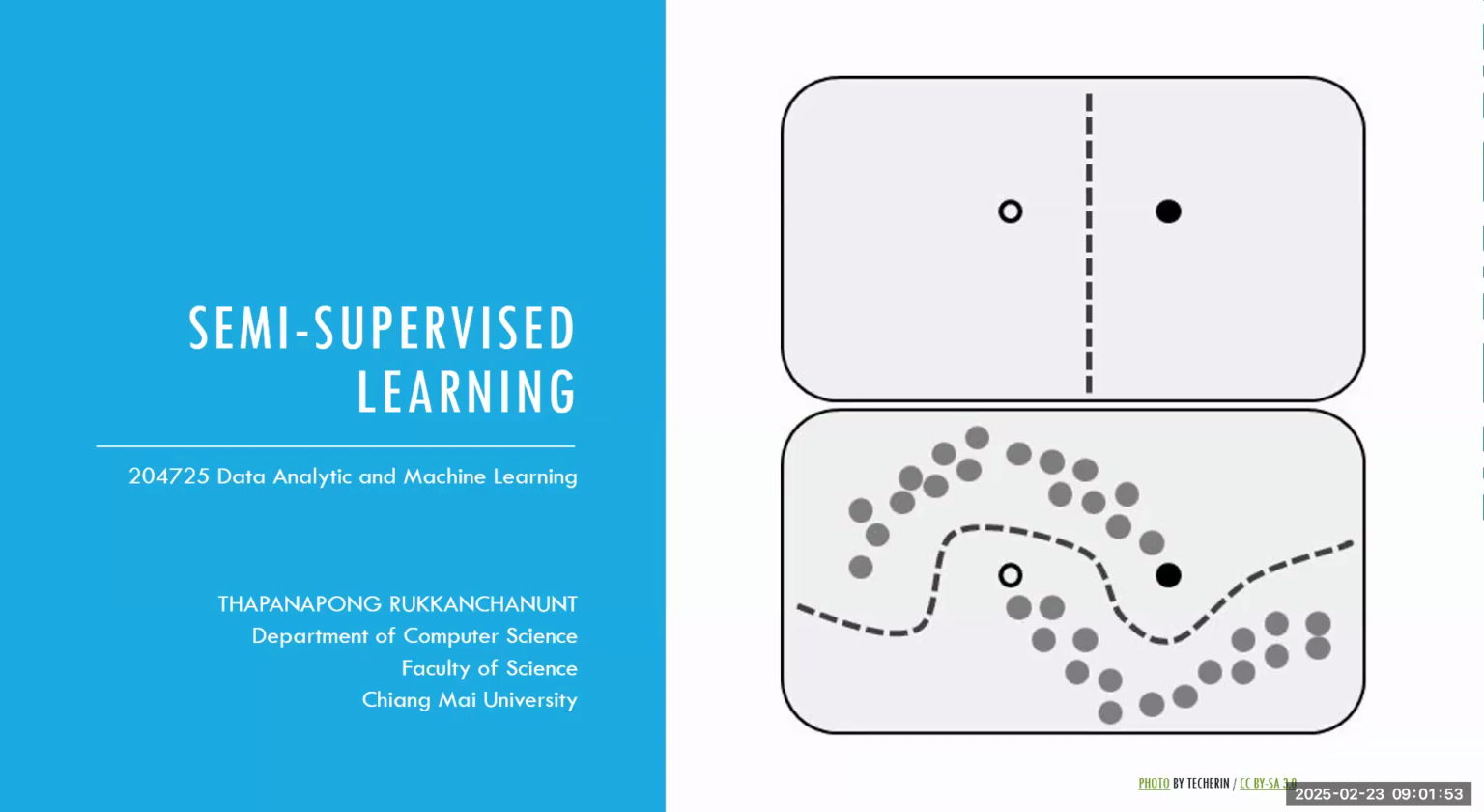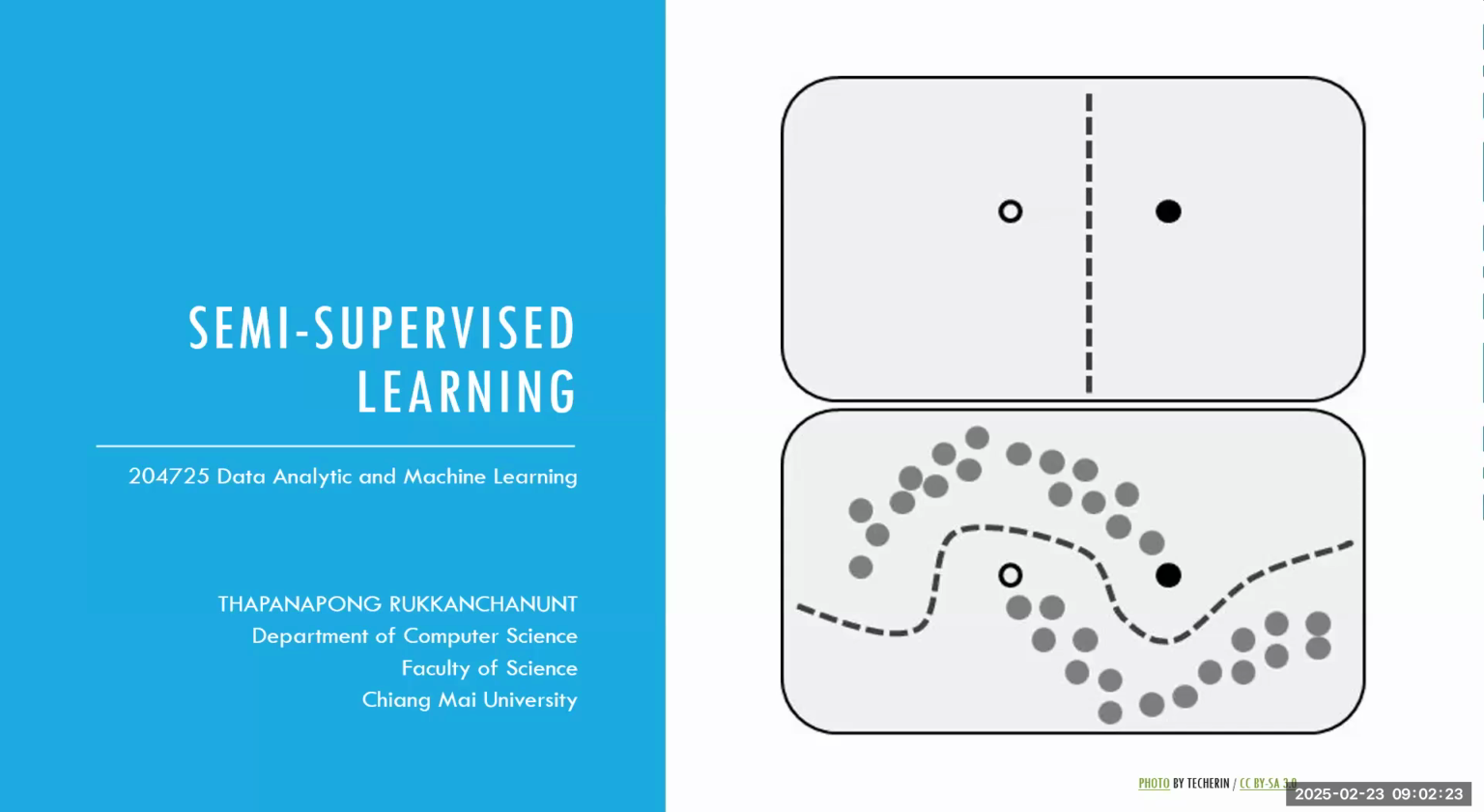Before we learn about semi-supervised, for supervised learning, your data have labels, right? So you know the correct answer for each of the data. For unsupervised learning, all of your data do not have labels, but you still want to find some structure inside those data. Today we have something in between, right?